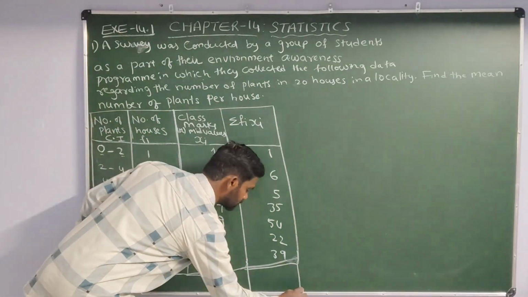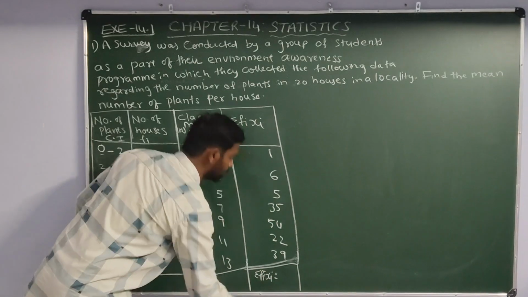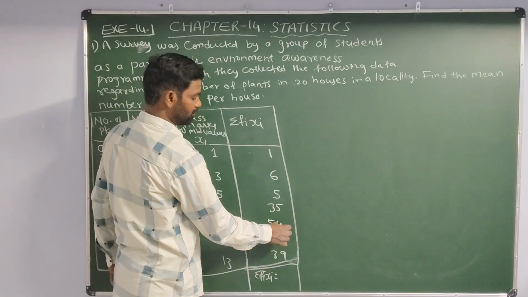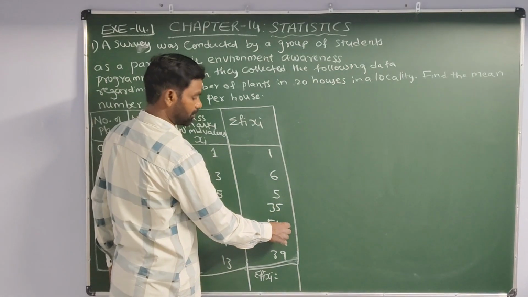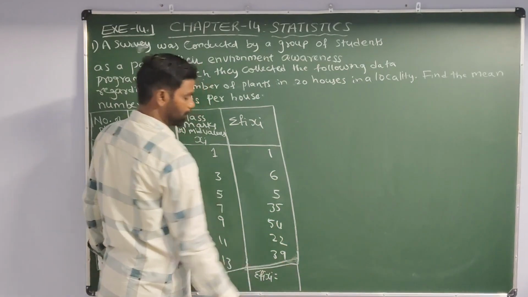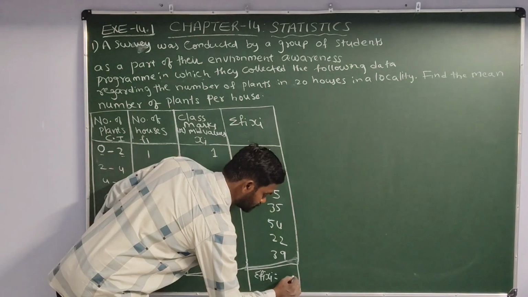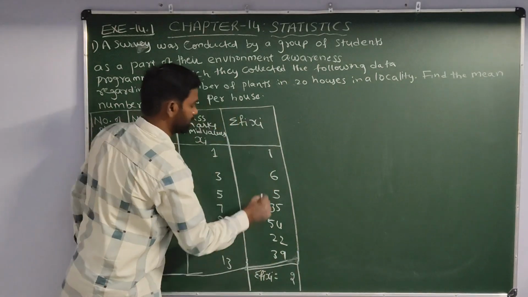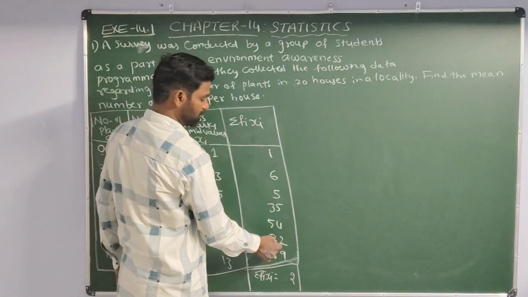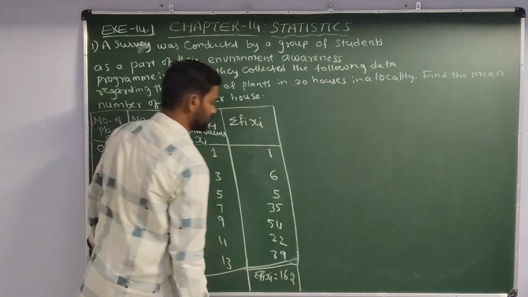So sigma fi xi is equal to 1 plus 6, 7. 7 plus 5, 12. 12 plus 35, 47. 47 plus 54, 101. 101 plus 22, 123. 123 plus 39, 162. So it is 162.